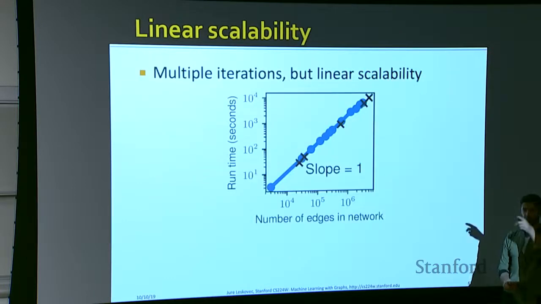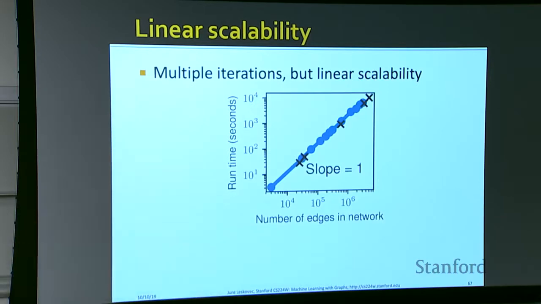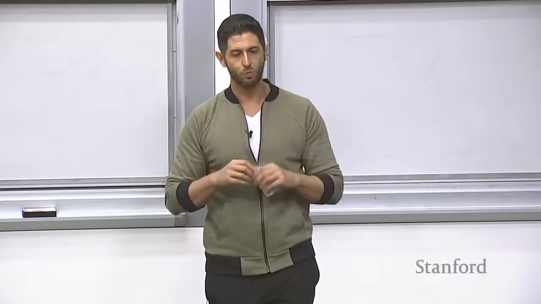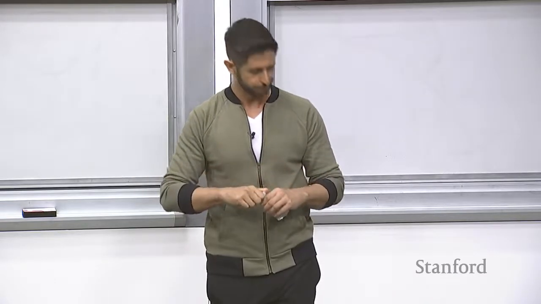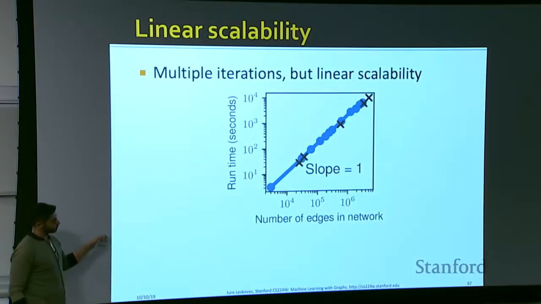Okay, question. When it says that the algorithm's guaranteed to converge, is that converging on a global optimum or just a local optimum?